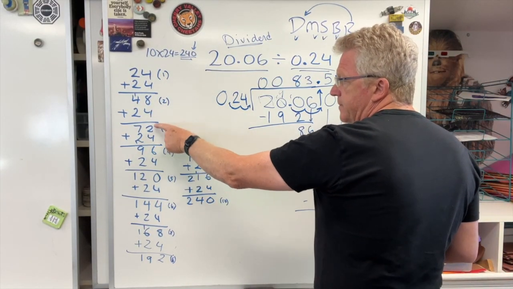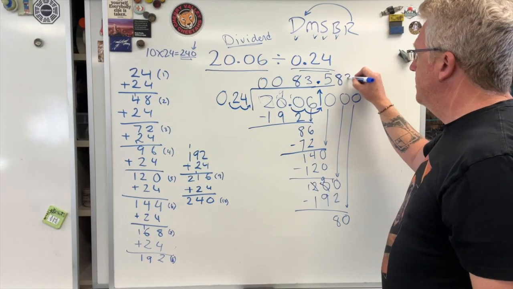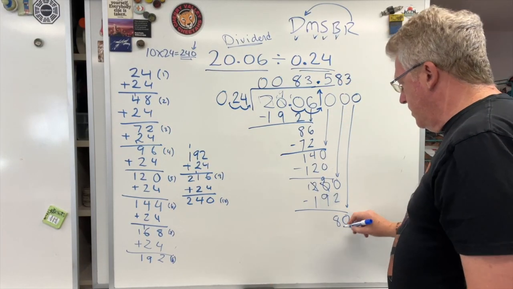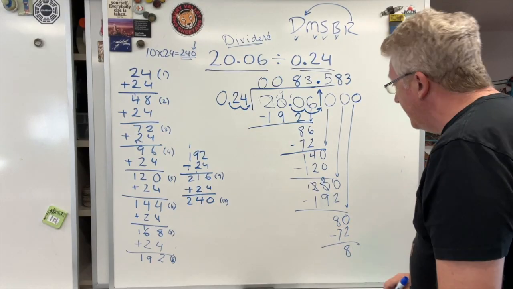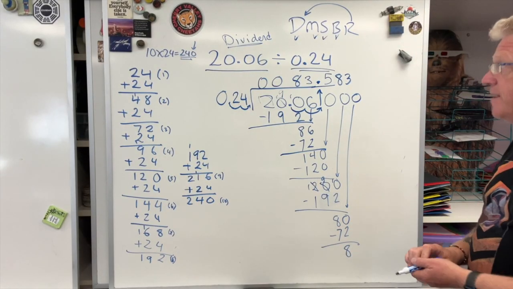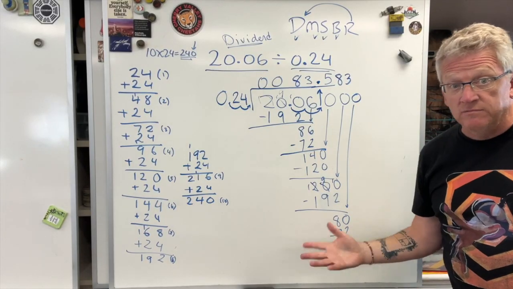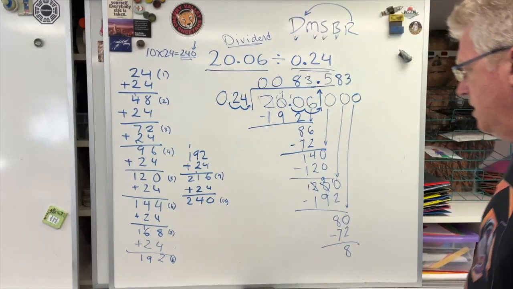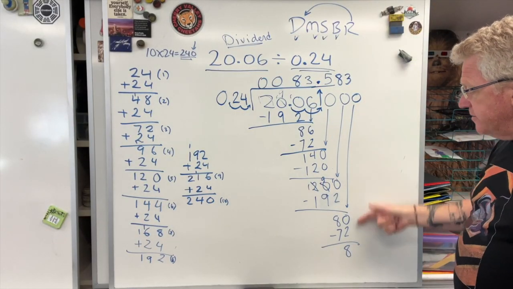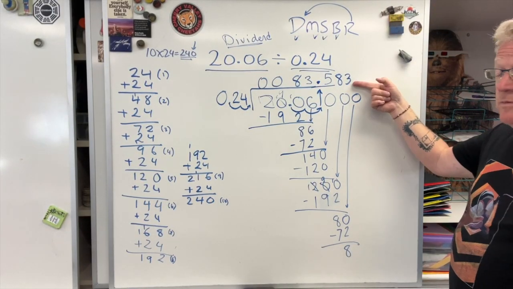96 is too big. 72. It's 3. 3 times 24, 72. I subtract, I get 8. And guess what? Now if you're paying attention, which maybe you are, or maybe you're like, I just want to be done. If I added another 0, which I'm not going to because I hit the thousands place, we're finished.